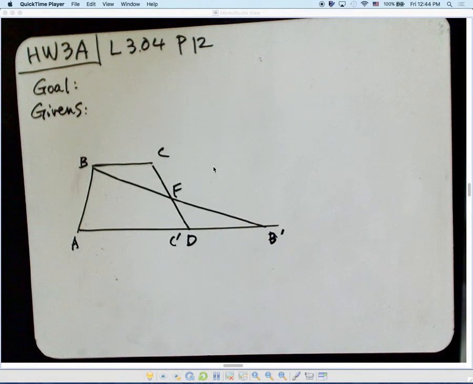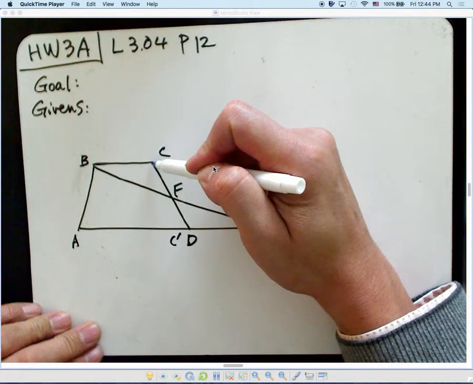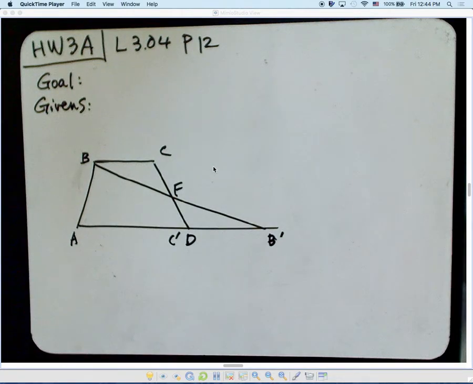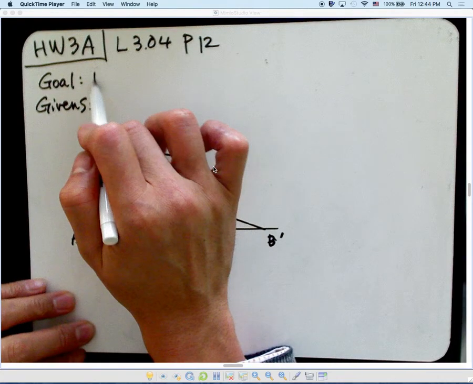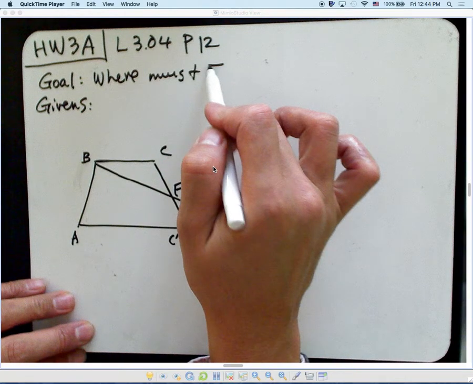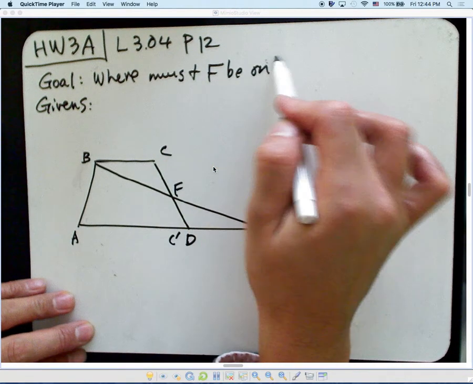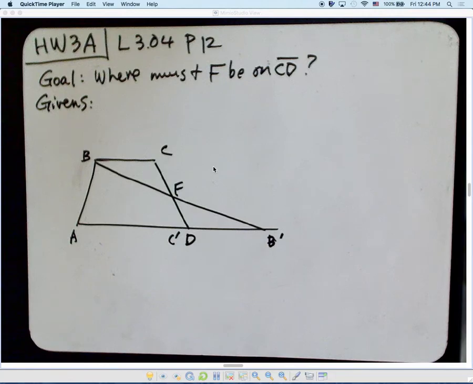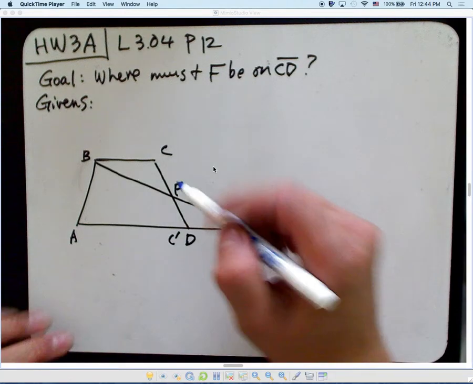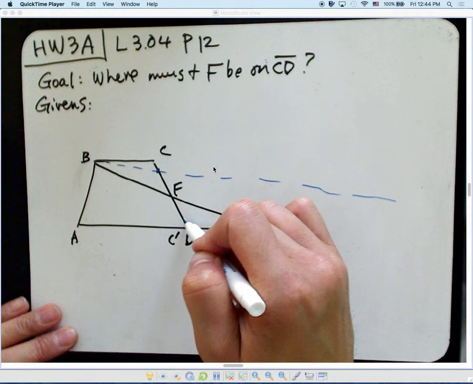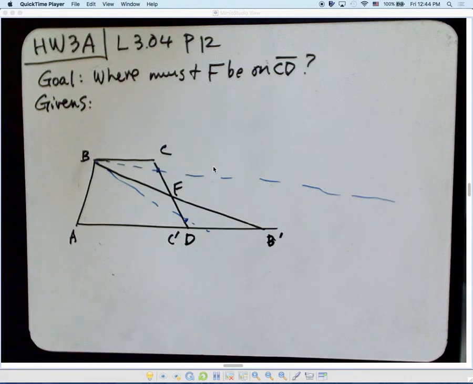So can F be anywhere on CD, right? Or, in other words, F has to be in a certain point on CD. So that is the goal. The goal is to find where F must be on segment CD. And those are the givens, right? So can F be somewhere over here so that you can draw a line like this, or right here so that it goes like this, or F has to be on certain points.